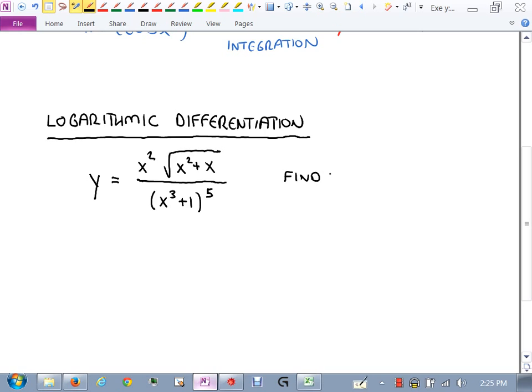Find y prime. Well, if you're looking at it like this and you go off of what we've done so far, you have the quotient rule, right? So you have a top and a bottom. Now, when you do the derivative of the top, you actually have a product rule and chain rule. And it's a big mess. Now, it could be done, but this is the value of what's called logarithmic differentiation.